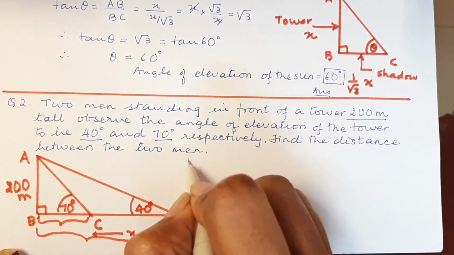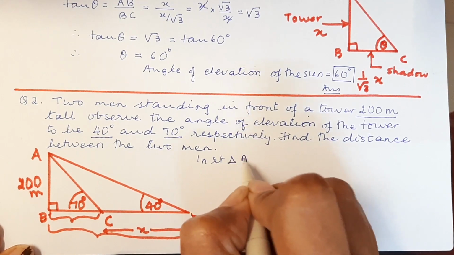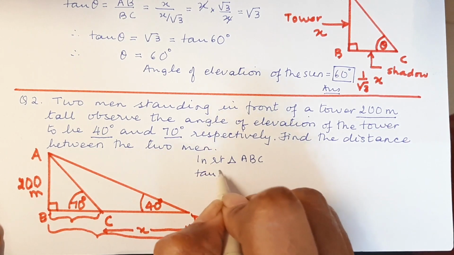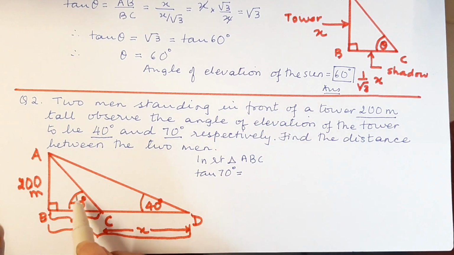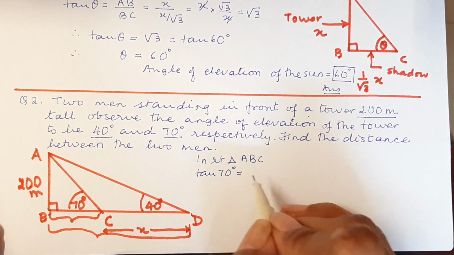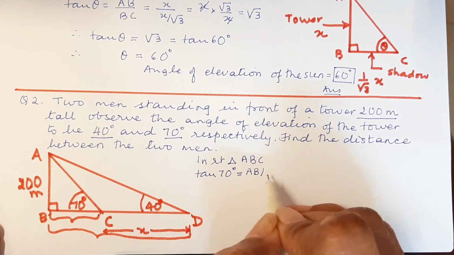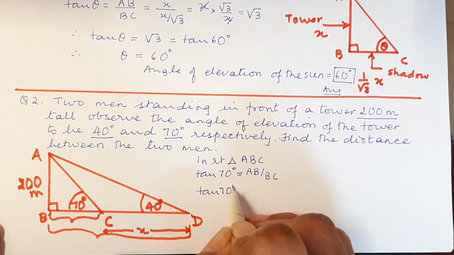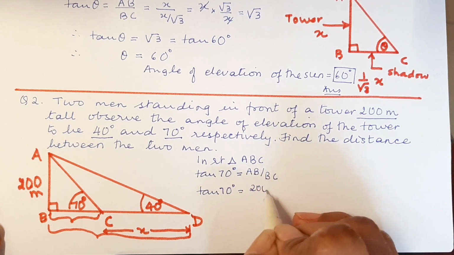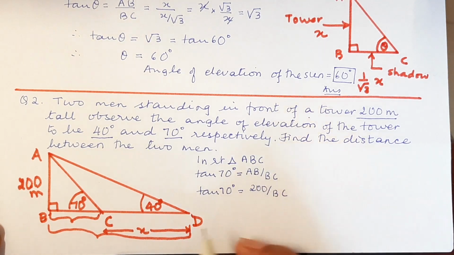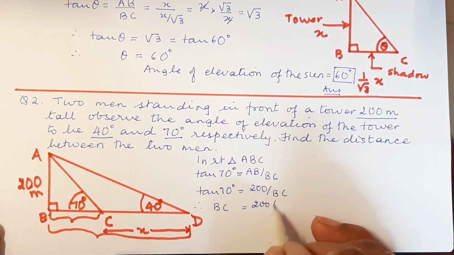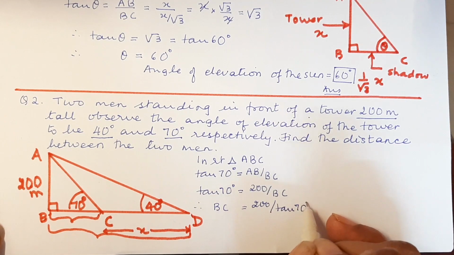So in right triangle ABC, I would take tan of 70 degrees. For 70 in this triangle ABC, opposite is AB and adjacent is BC. So we'll write it as AB upon BC, which means tan 70 degrees is equal to AB is 200 upon BC, and therefore we will get BC equal to 200 upon tan 70 degrees.